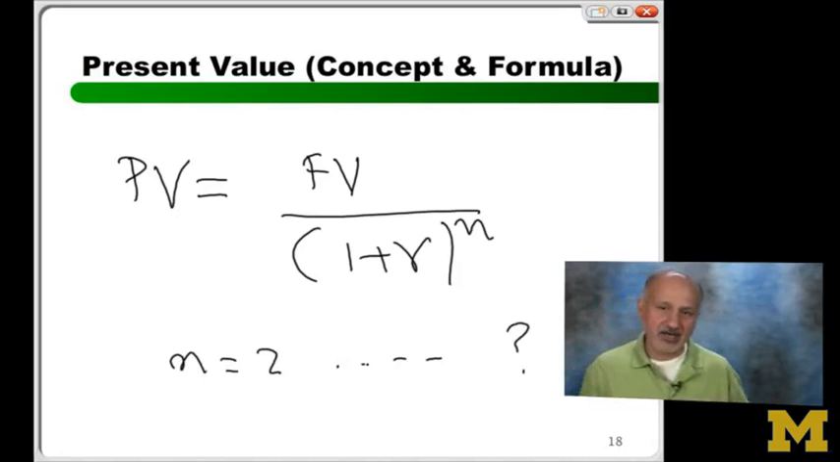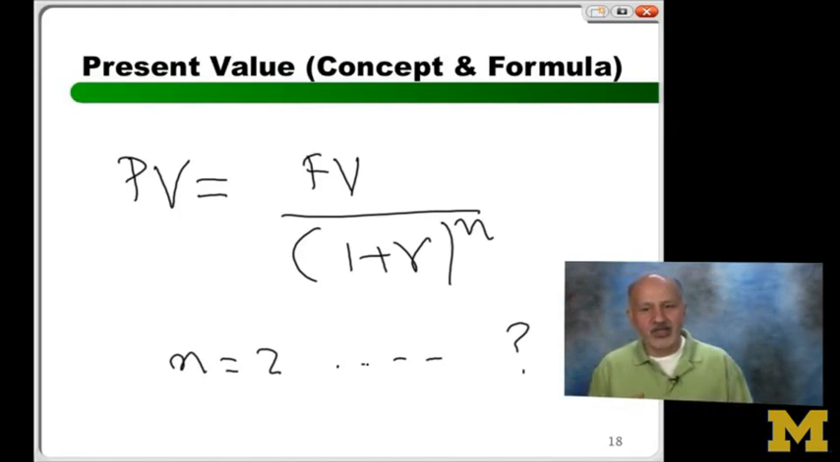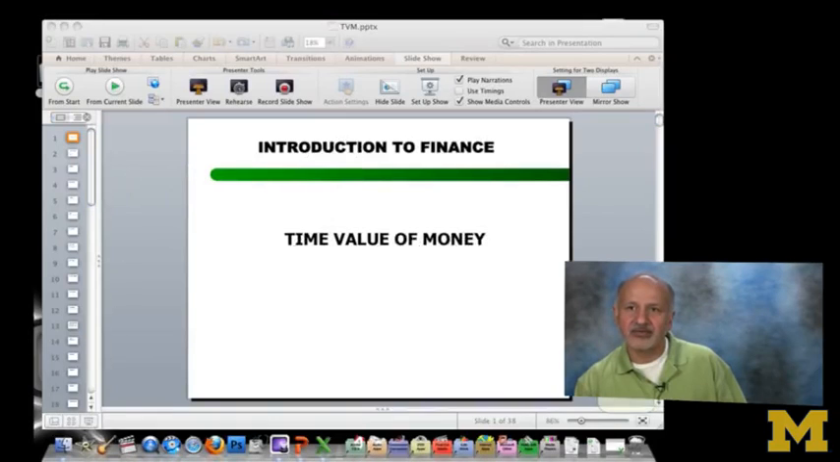You could be getting an inheritance 50 years from now. You could be retiring 30 years from now. So this problem doesn't have to be 2 or 3, right? So that's why I wanted to emphasize that.